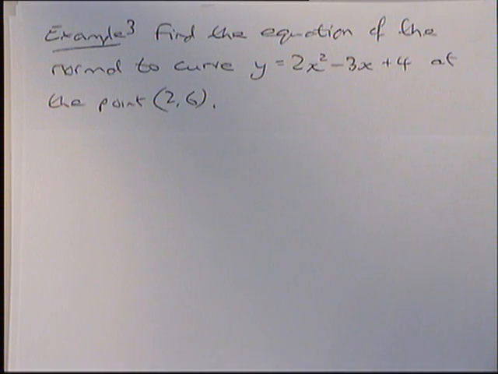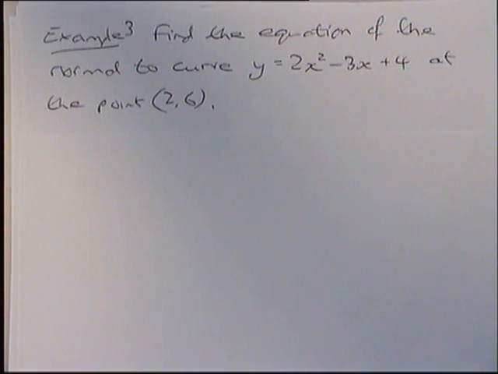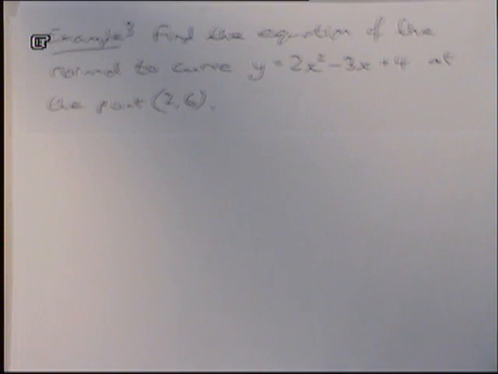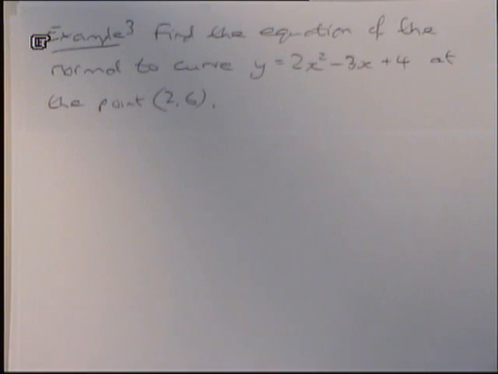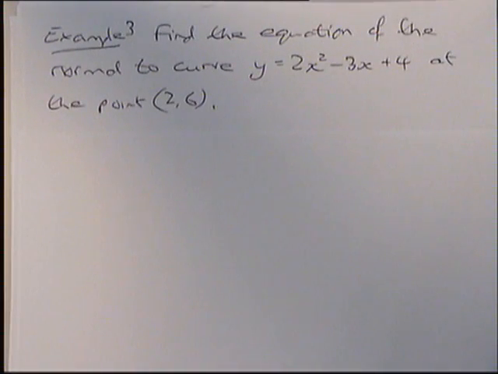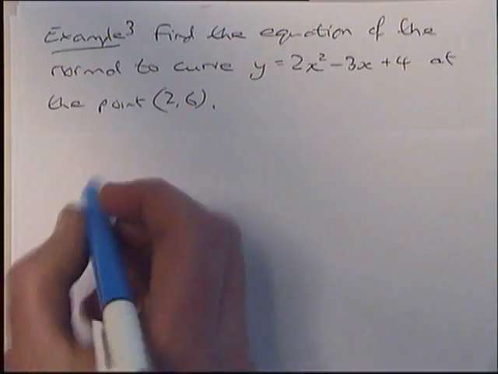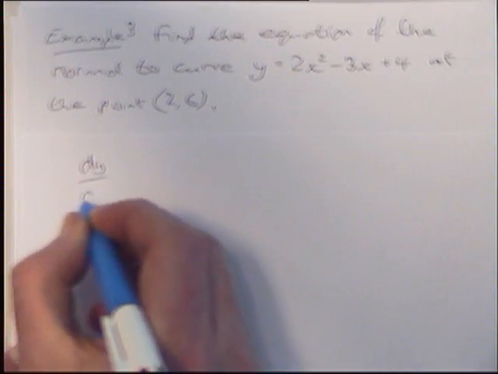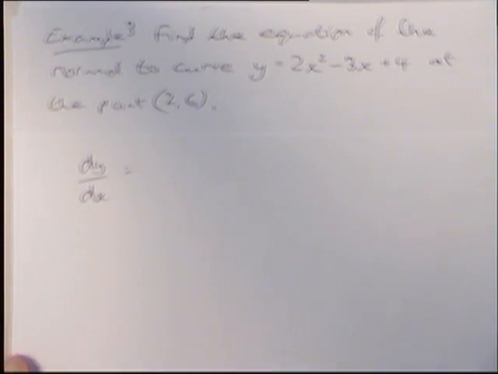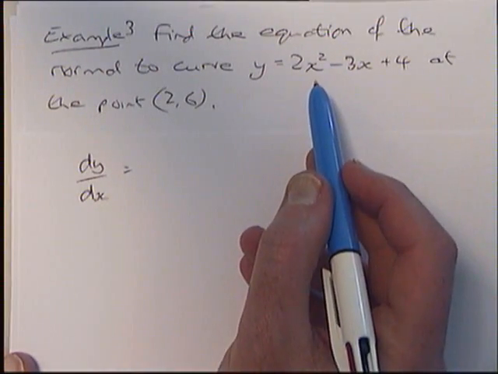Okay, example 3. Find the equation of the normal to the curve y equals 2x squared minus 3x plus 4 at the point (2, 6). Any question about normals or tangents, the first thing to do is to differentiate, to find the gradient of the curve. So the first thing I'm going to do is find dy/dx. I'm going to differentiate this to get the gradient.